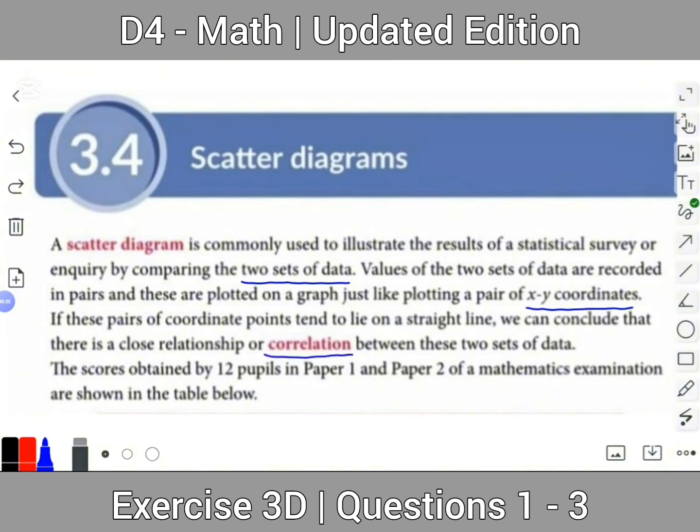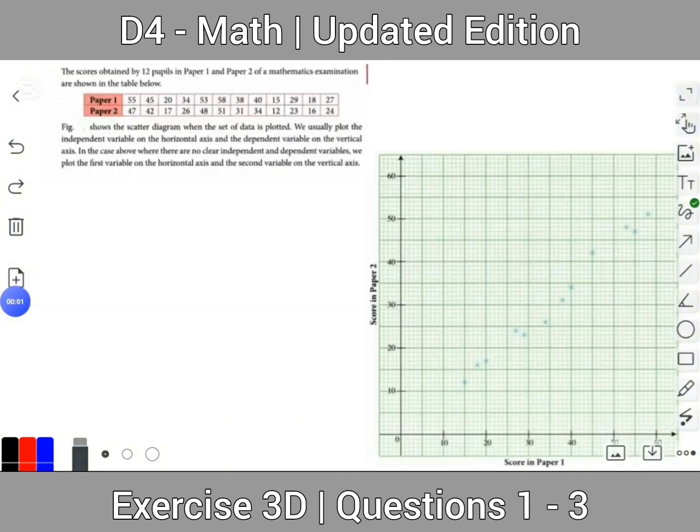So, correlation. The scores obtained by 12 pupils in paper 1 and paper 2 of a mathematics examination are shown in the table below. The figure shows the scatter diagram. When the set of data is plotted, we usually plot the independent variable on the horizontal axis and the dependent variable on the vertical axis. In the case above, where there are no clear independent and dependent variables, we plot the first variable on the horizontal axis and the second variable on the vertical axis. So the first variable is the score in paper 1 and the second variable is the score in paper 2. Now we have plotted the points, as we can see on the graph.